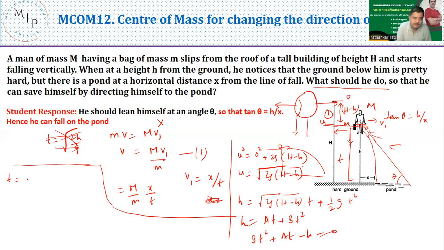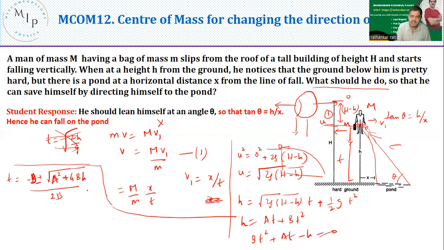T is equal to minus a plus or minus square root of b square. What did I do? Minus b, I'm sorry. See, this is a mistake we make. Minus b plus or minus square root of a square minus 4ac, minus 4 into b into minus h, which will be plus 4bh, divided by 2b.